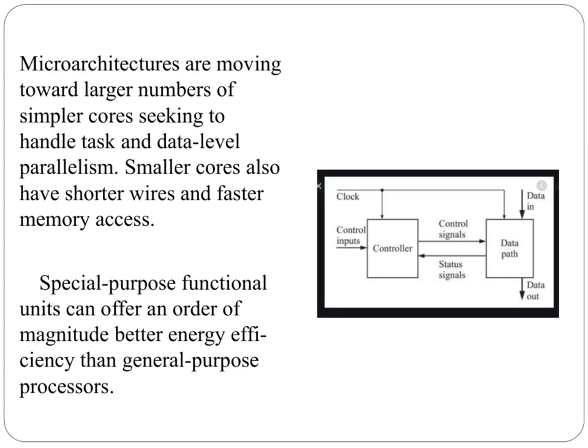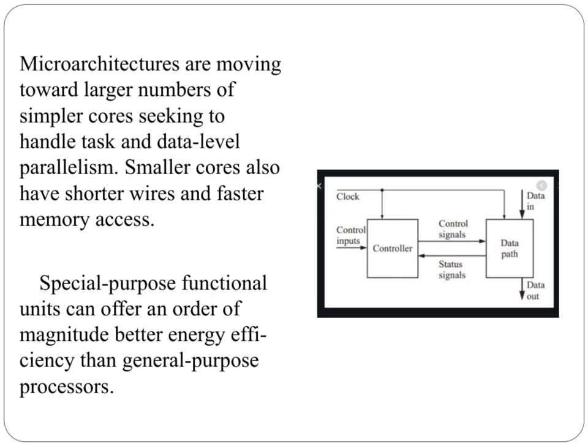Microarchitectures are evolving by incorporating more cores, but these cores are becoming simpler. The goal here is to better manage task and data level parallelism, allowing multiple processes to run efficiently at the same time. One advantage of smaller cores is that they benefit from shorter wiring and quicker memory access, which helps speed things up overall. Additionally, using special-purpose functional units can greatly improve energy efficiency, often by an order of magnitude, compared to general-purpose processors. This means we can achieve much better performance while consuming less power by tailoring hardware to specific tasks.